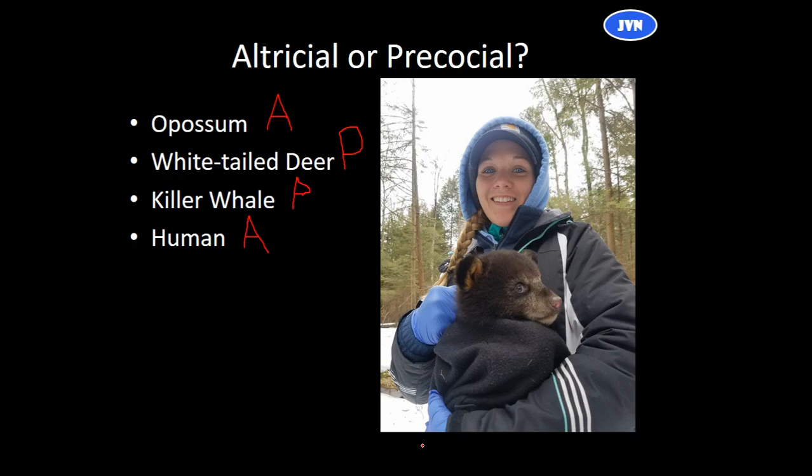But the key here is baby humans are useless. They're a bag of bones. They can't help with chores. They can't drive you to the store. They can't run from predators. They're completely useless. So that's what makes them altricial there. Okay? Great. I'm not saying babies aren't great. I'm just saying they're altricial.